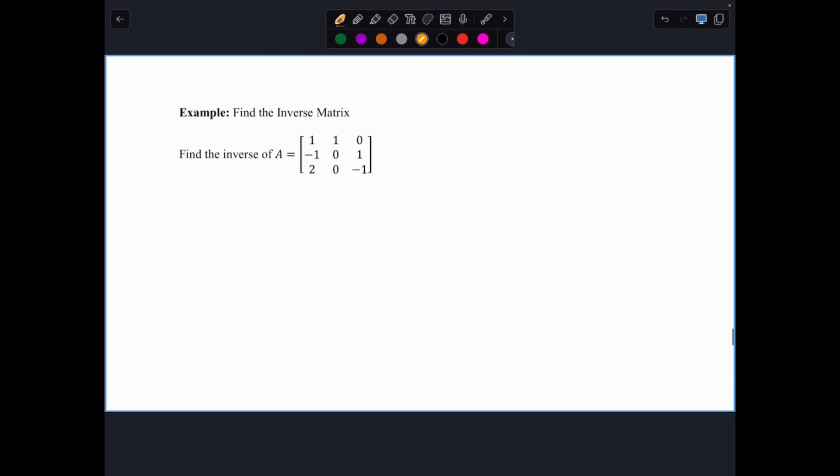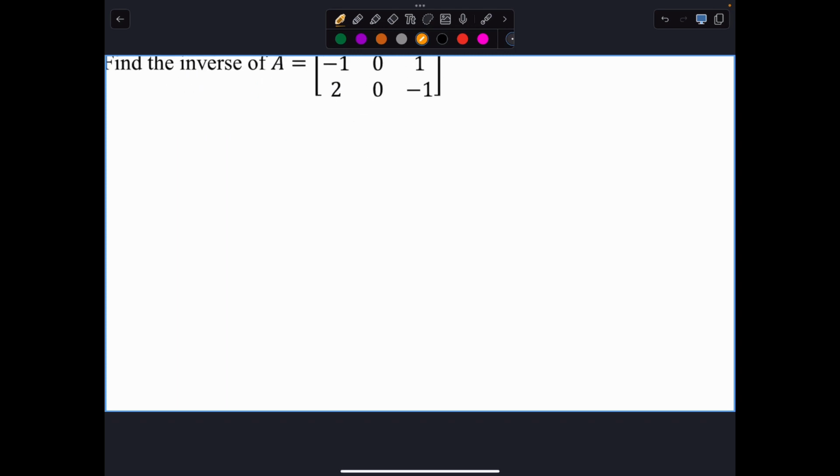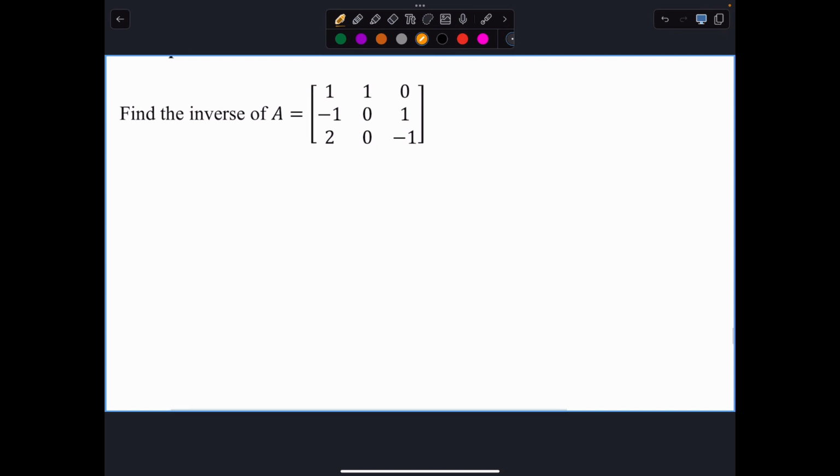Okay. Why don't you, either on your own or with who you're sitting with, go ahead and use the method. This is a 3x3, so you have to set up the augmented matrix and use Gauss-Jordan elimination. But why don't you go ahead and find A inverse? This one's not too bad. It's a 3x3, but it's not too bad.